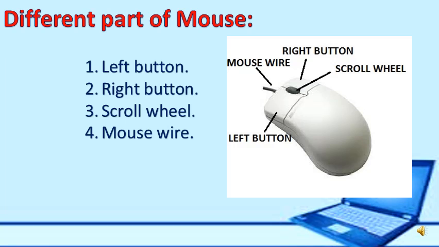There are different parts of a mouse. Let's see. First, the left button. Second one is the right button. Third one is the scroll wheel. And fourth is the mouse wire, which I will show you in the image.